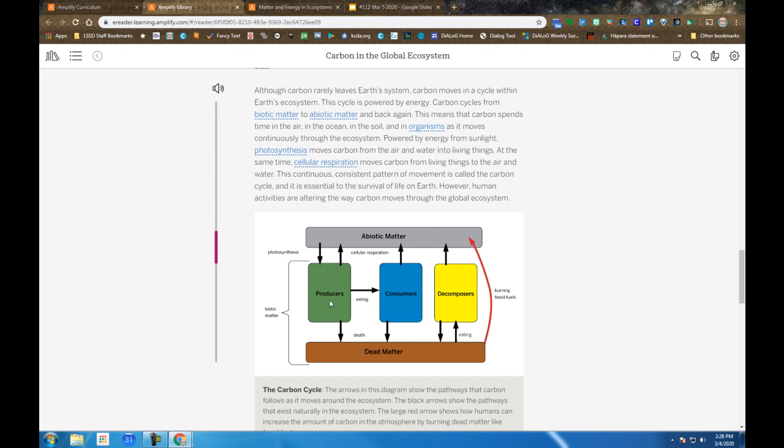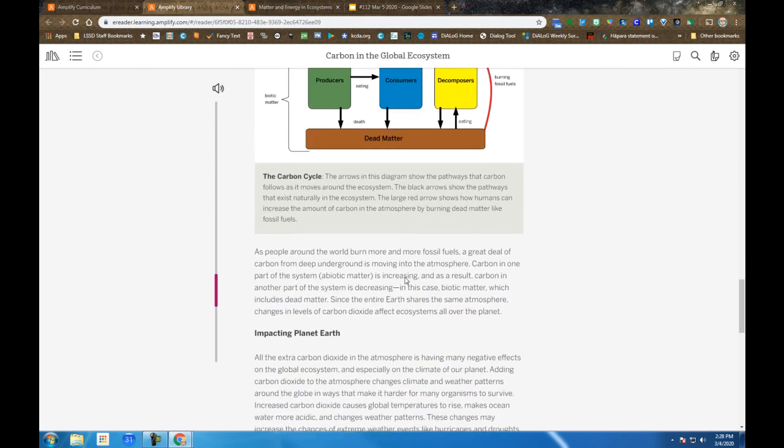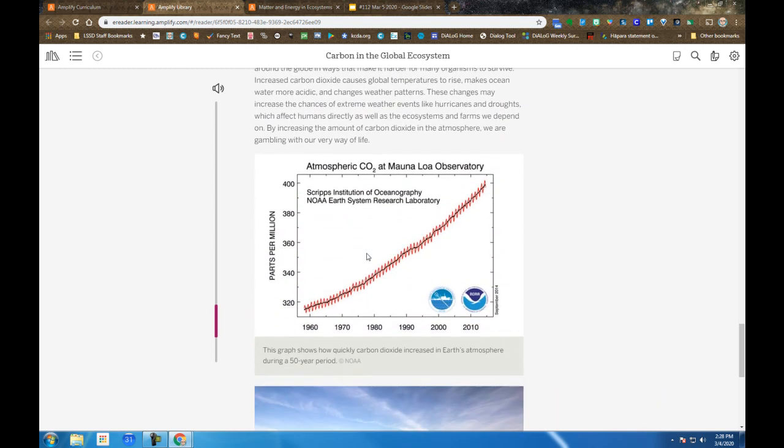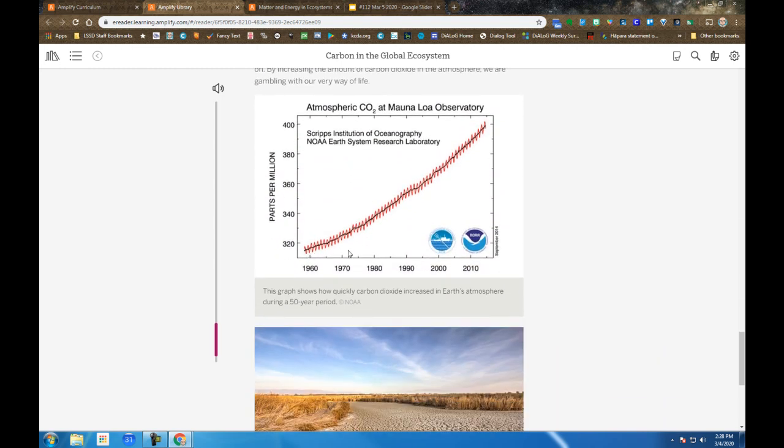In the natural cycle of things, producers and consumers and decomposers are producing carbon dioxide, but nothing compared to the massive burning of fossil fuels, where we tip the cycle from most of it being stored in the ground to much of it being in the atmosphere. And that is obviously causing problems. It's impacting the Earth. As you read through here, you come to the graph where they show carbon dioxide levels have gone from 320 parts per million to up over 400, and it's increasing faster and faster all the time, as are our temperature trends.